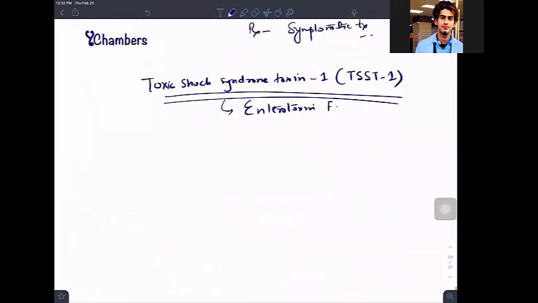This TSST toxin, that is enterotoxin F, is a pyrogenic toxin also. Pyrogenic means fever causing toxin. It is a superantigen also. Any questions? No, we don't have.